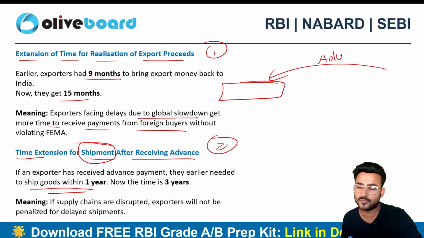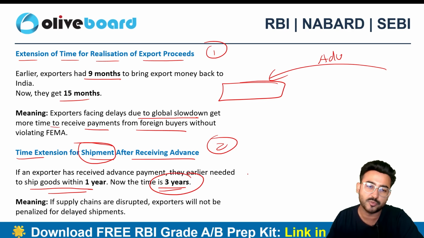From the realization of the advance payment, now they have extended it to 3 years. And that's the relief number 2.